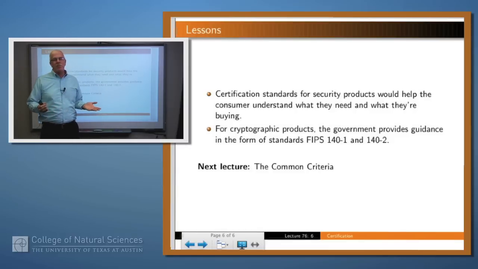Okay, so what have we said? Well, for cryptography or cryptology, there's a set of requirements which are embedded in these FIPS standards, 140-1 and 140-2. For everything else, there's a different set of standards, which we call the common criteria. And we're going to discuss those in our next lecture.